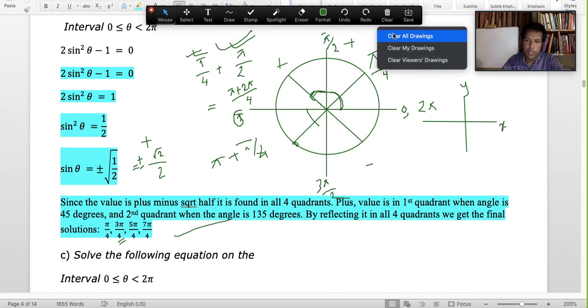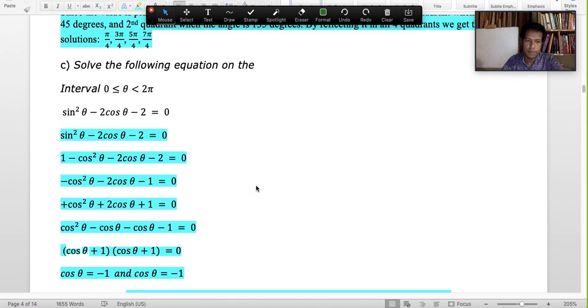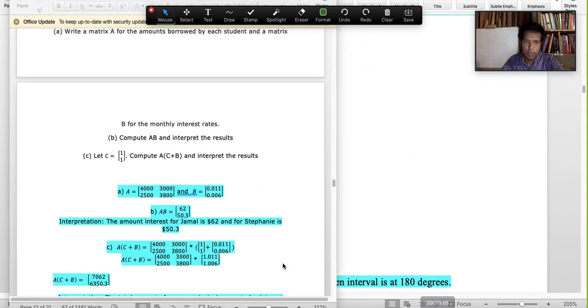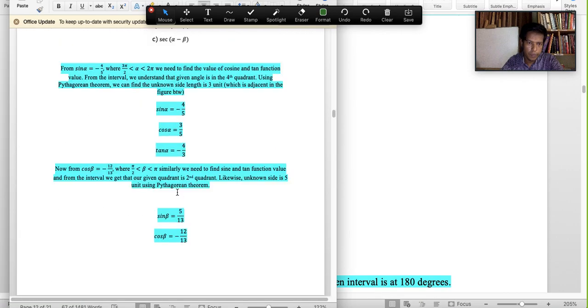Let's go to the next math. This one, we have a slight correction by the way in this math. So in our other paper, do I have this paper here? I'm not sure if this is that paper.